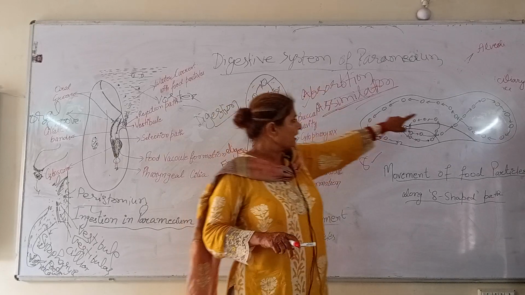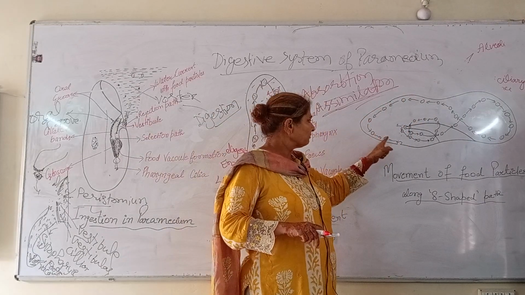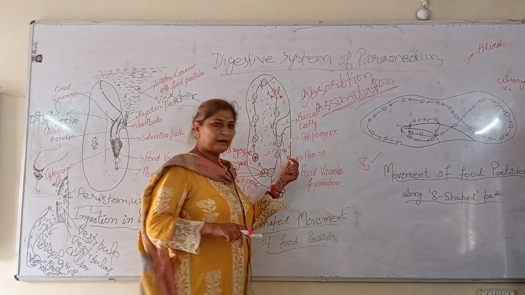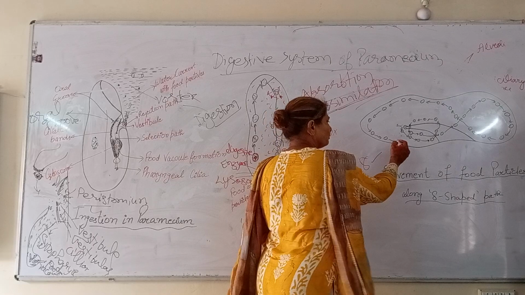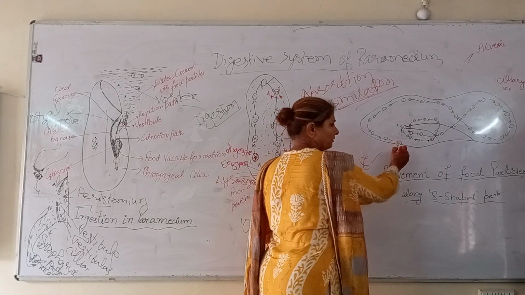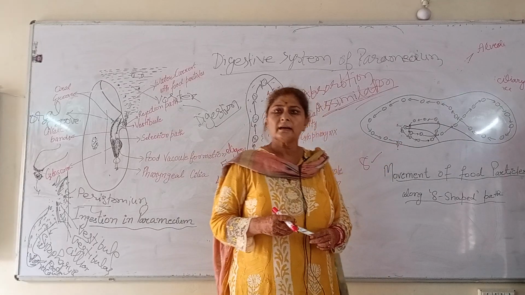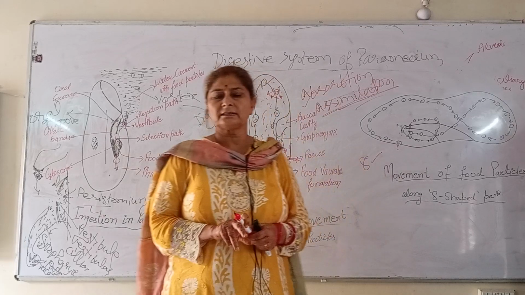All the processes keep happening at each stage. Then when it reaches here, the undigested food comes out of the body. It is clear why these two paths are there.